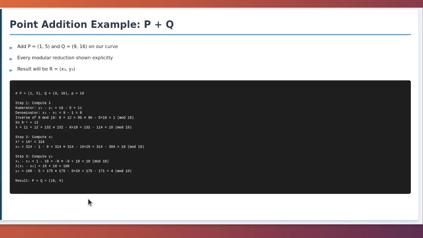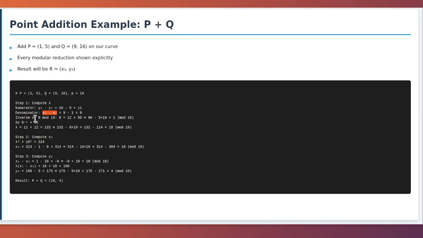Point addition. Complete worked example. Let's add two actual points on our curve. P equals (1, 5) and Q equals (9, 16). We'll show every single calculation and modular reduction. First, we need to compute lambda, the slope. Lambda equals (y2 minus y1) times the inverse of (x2 minus x1), all modulo 19.